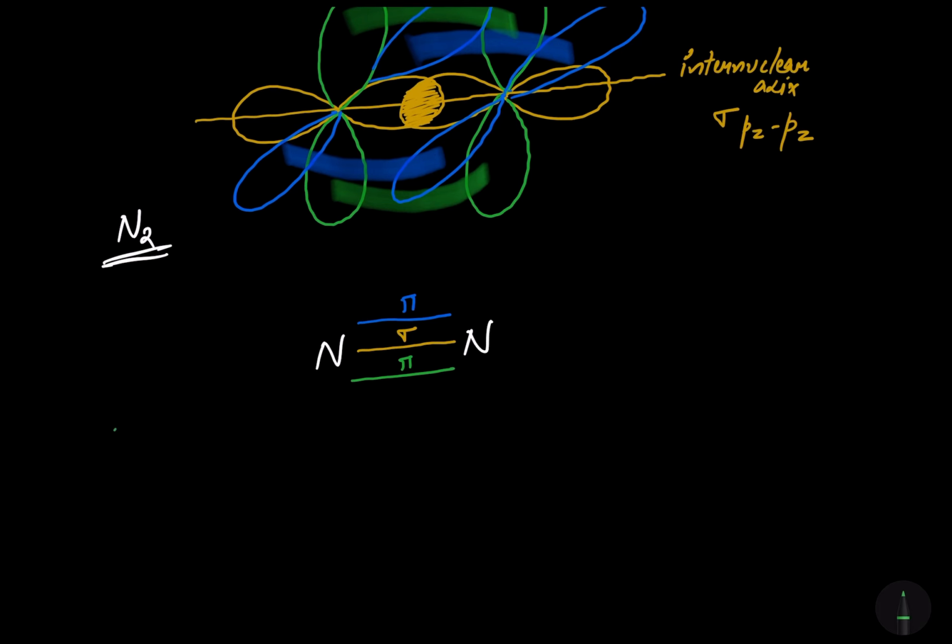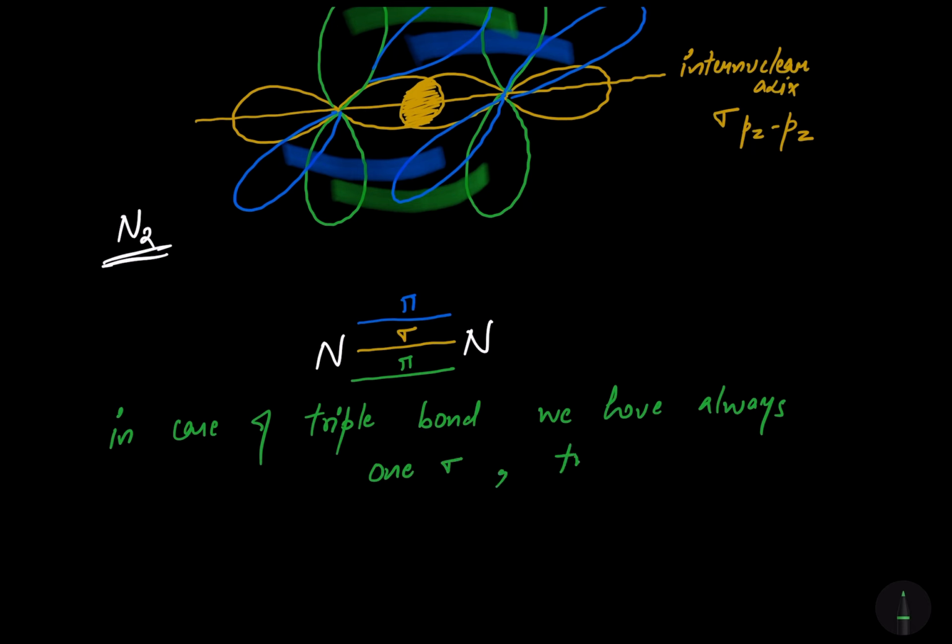I am writing, in case of triple bond, we have always one sigma and two pi bonds.